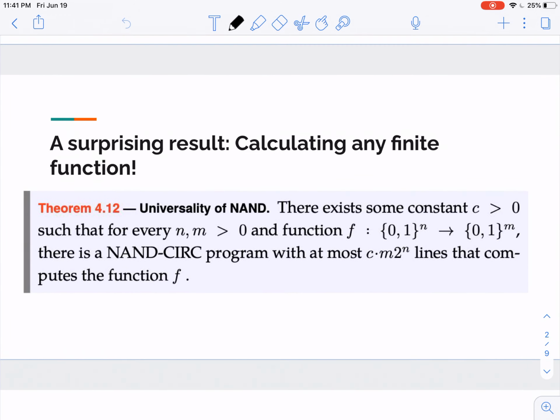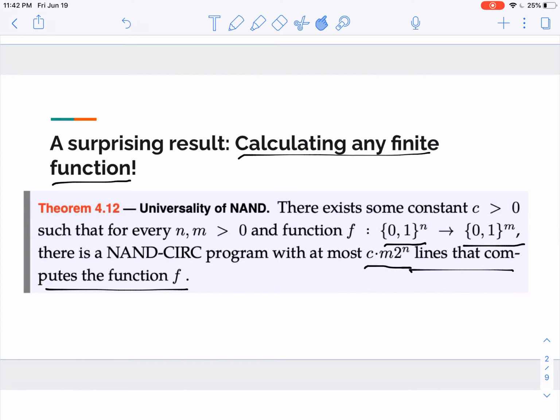The proof that we're going to talk about today is pretty surprising, which is that we can compute any finite function in NAND. So to read it to you, it says, there exists some constant c greater than 0 such that for any n, m, where n is the size of the input binary string and m is the size of the output binary string, there exists some NAND circuit program with at most c m 2 to the n lines. So there's a bound based on how big the input and the output set are that computes the function f. And that's really interesting because that means that NAND can compute any finite function. So it's extremely powerful, and this is probably not something that you would expect.